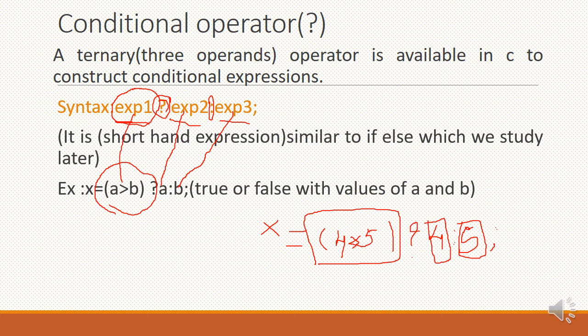Is 4 less than 5? Yes. The condition is true, so 4 should be the answer. Which is the greatest number? It is nothing but 4 and 5. 4 is less than 5, so 4 is the answer. 4 is greater than 5 is false, so 5 is the answer. Like that, this is going to execute.